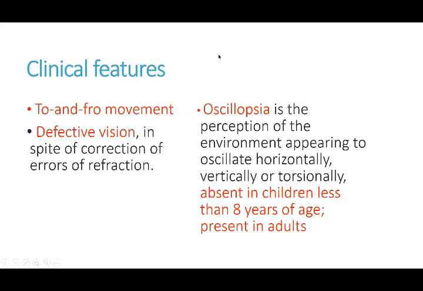Now, clinical features: nystagmus is a to and fro movement, with defective vision in spite of correction of errors of refraction. Oscillopsia is a perception of the environment appearing to oscillate horizontally, vertically, or torsionally. Absent in children less than 8 years of age. It is present in adults.